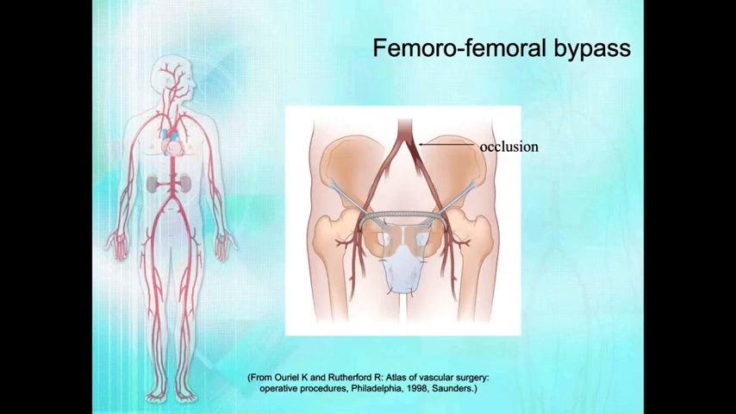A femoral bypass, fem-fem, involves the implantation of a prosthetic graft that connects the femoral artery on the affected side to the opposite femoral artery. This is done to bypass a unilateral atherosclerotic disease of the iliac artery.